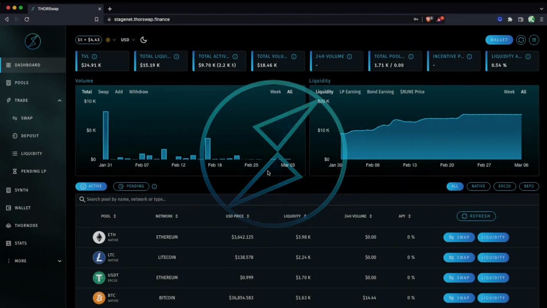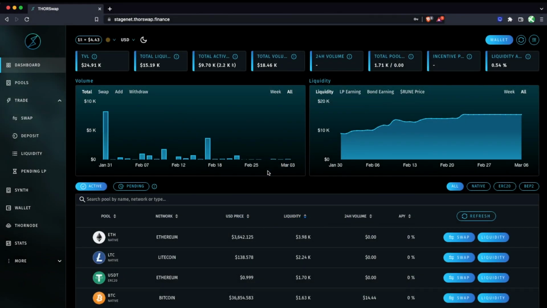So THORSynths have just launched, so this is going to walk you through how to mint, redeem, and swap THORSynths on THORSwap. THORSynths, or THORChain synthetics, are assets that are one-to-one redeemable for native assets like Ethereum, Litecoin, or Bitcoin, but the synths are native to the THORChain blockchain.